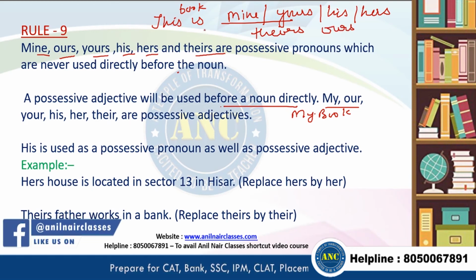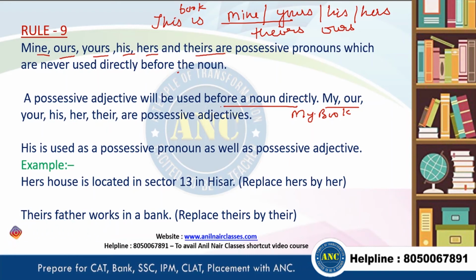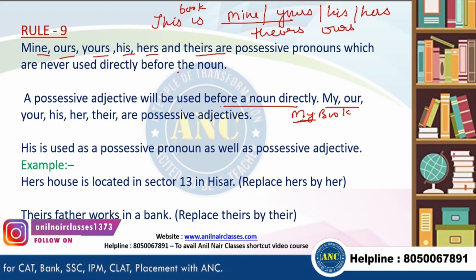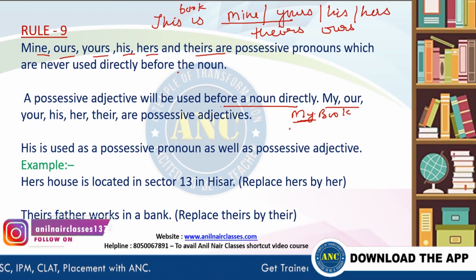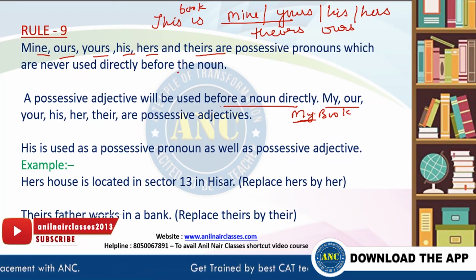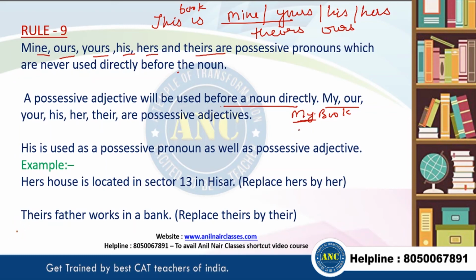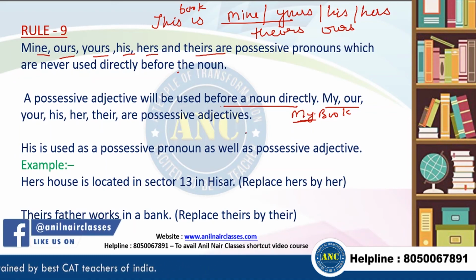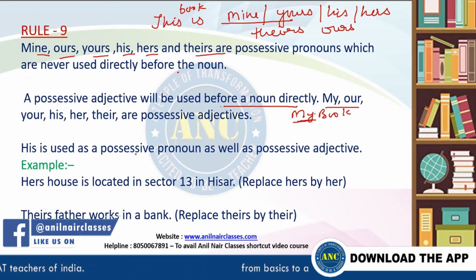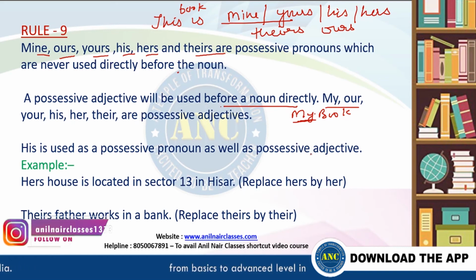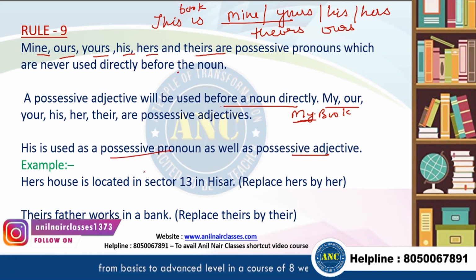So they will always be coming after the verb. But when I say book and I'm filling the blank before the book, I can say this is my book, this is your book, this is his book, this is their book, this is our book. We've already done it in the first slides. So his is used as a possessive pronoun as well as the possessive adjective.